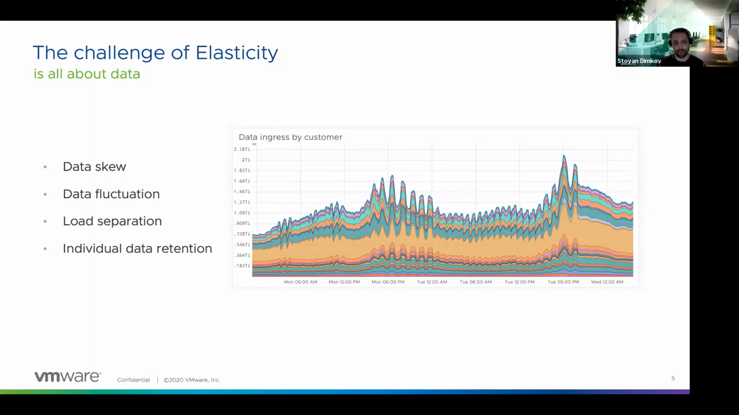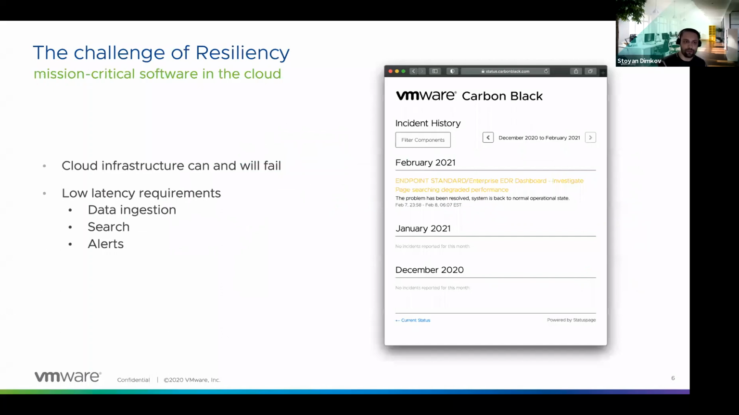So beyond elasticity, we also have to quickly note the challenge about resiliency. And the subtitle really defines it very well. We're trying to build mission-critical software in the cloud, and that's kind of a contradicting statement. In a way, cloud infrastructure can and will fail. But on the other side, we have some very specific low latency requirements for everything we do in our system. So if we can't really build a system that will never fail, what else can we do? Well, we can build a system that tolerates and anticipates unexpected failures, so it can recover.